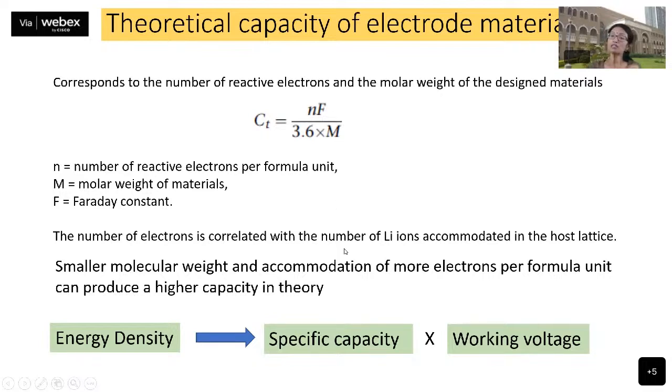And when we talked about the Ragone plot, you remember energy density. So how do you get the energy density of a battery? It is basically the specific capacity of the battery, as you can get from here, multiplied by the working voltage of the battery.